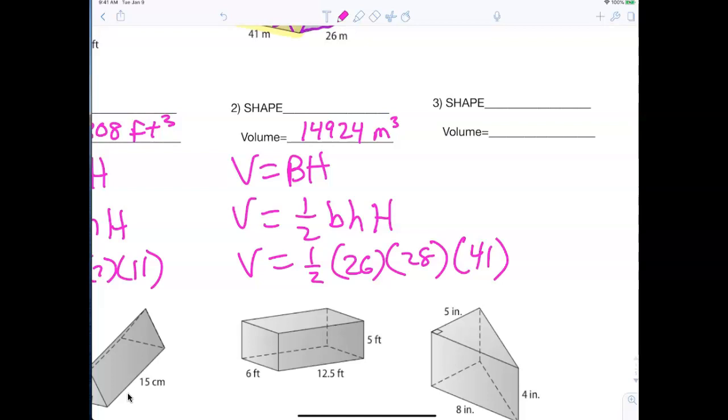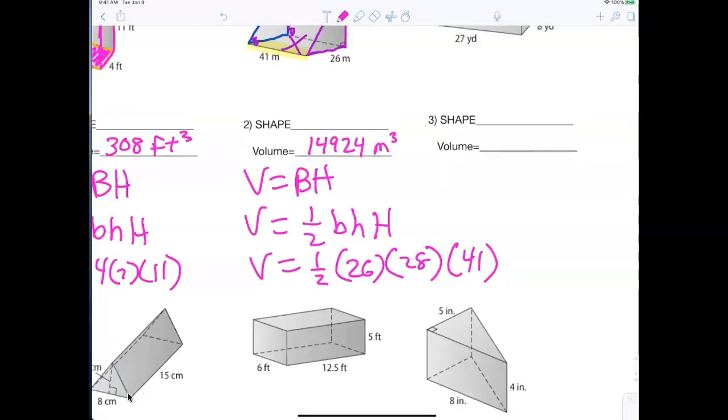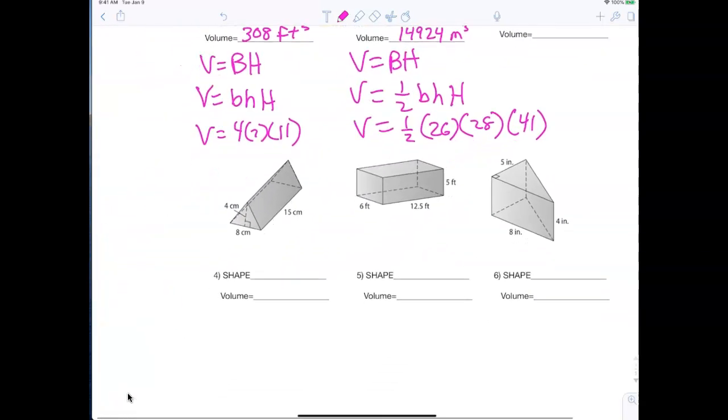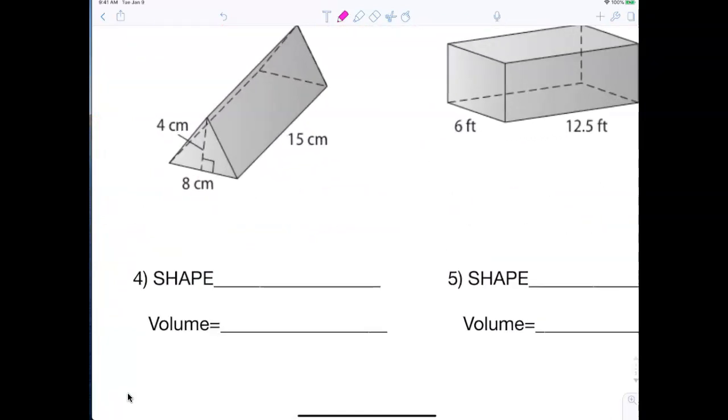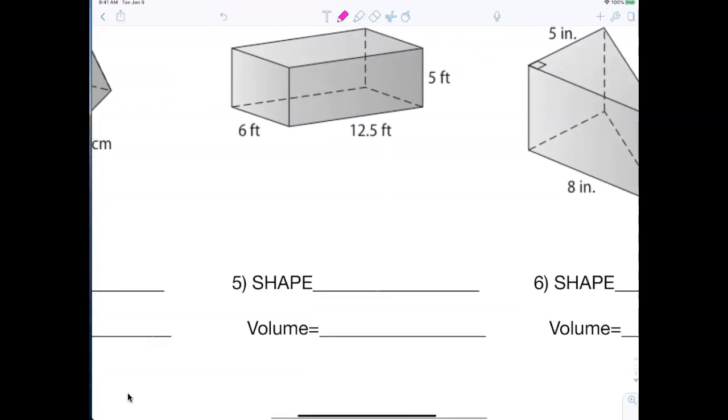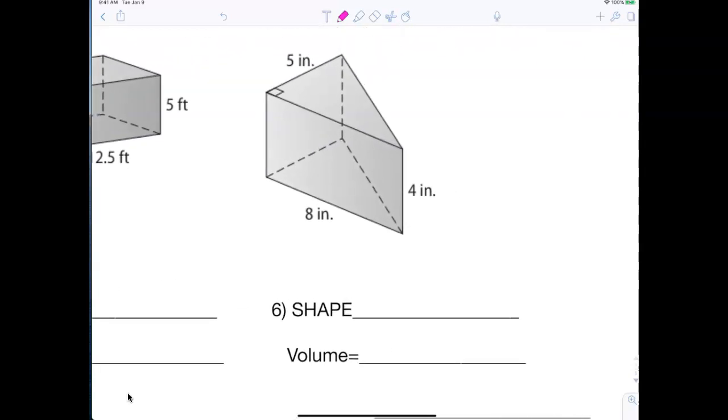All right, now, I want everybody to take a look at number 3. What is number 3 called again? Rectangular prism. Number 4 is called a what? Triangular prism. So I want someone to tell me the base and height of the base. What is the base and height of the base? 8 and 4. And what's the height of the prism? Beautiful. Number 6 is called a what? Rectangular prism. Number 6. Triangular prism.